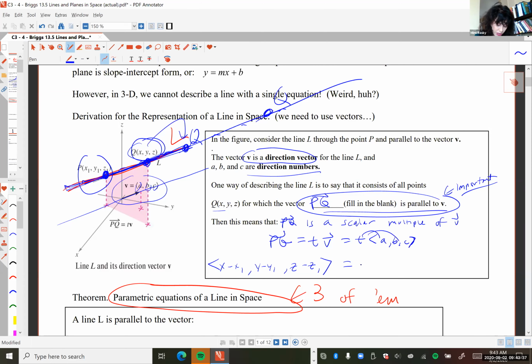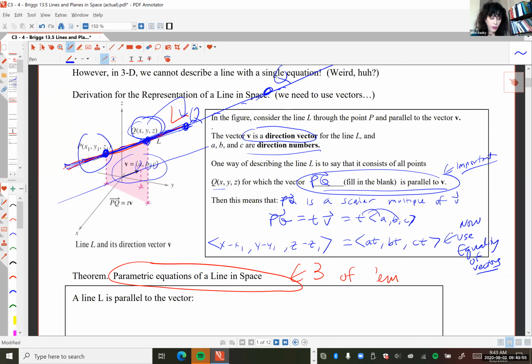So let's distribute the T over the brackets. I'm going to have AT, BT, and CT. And now you're going to use equality of vectors. What does the equality of vectors idea tell us? If one vector on the left-hand side of an equation is equal to the vector on the right-hand side.